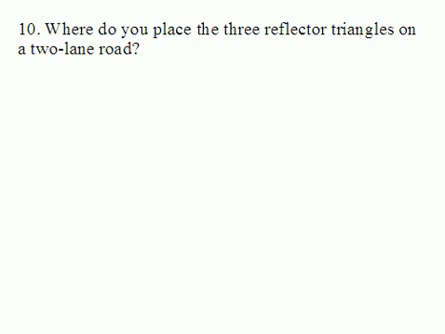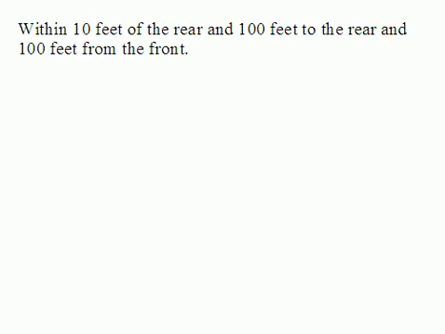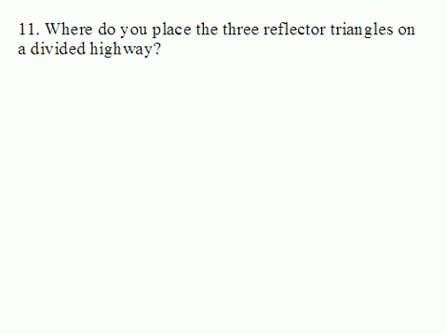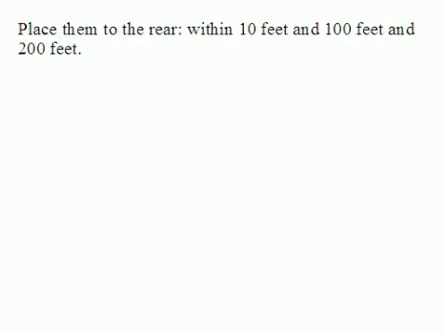10. Where do you place the 3 reflector triangles on a 2-lane road? Within 10 feet of the rear, 100 feet to the rear, and 100 feet to the front. 11. Where do you place the 3 reflector triangles on a divided highway? Place them to the rear within 10 feet, 100 feet, and 200 feet.